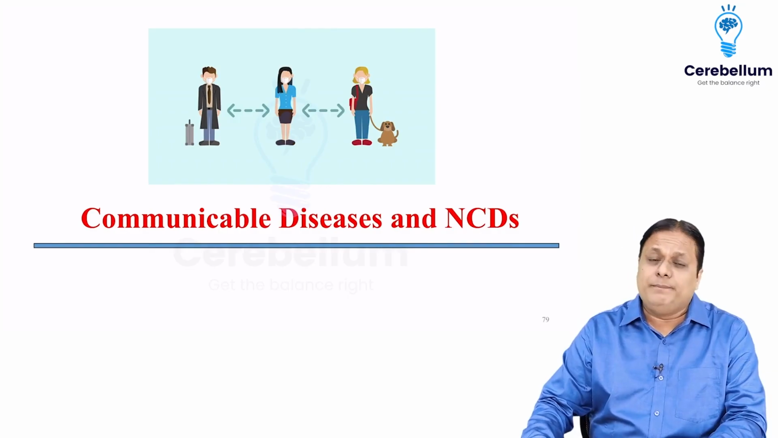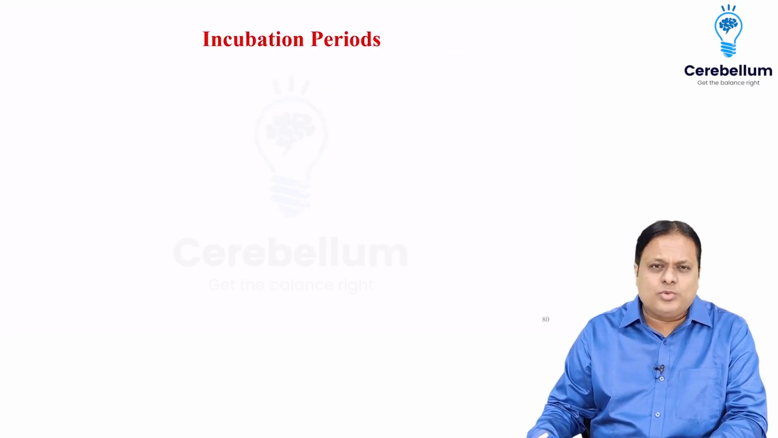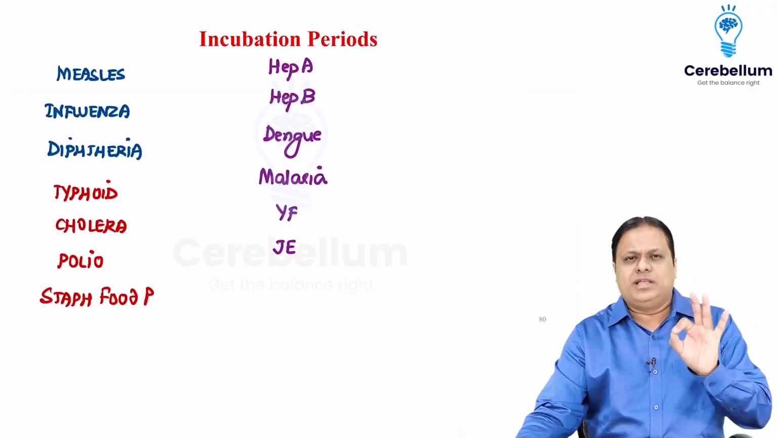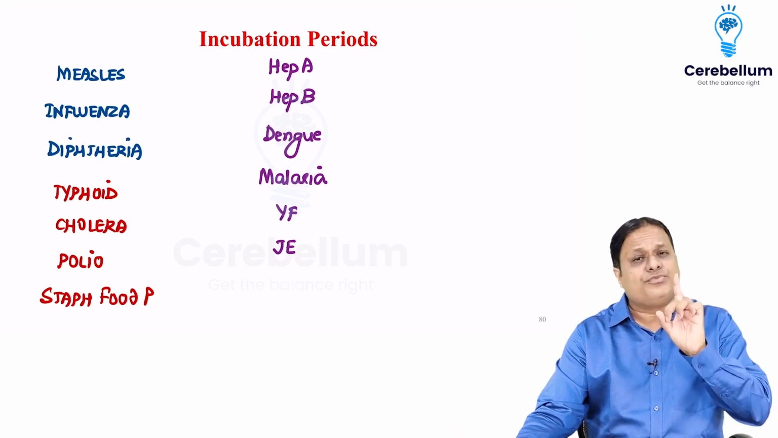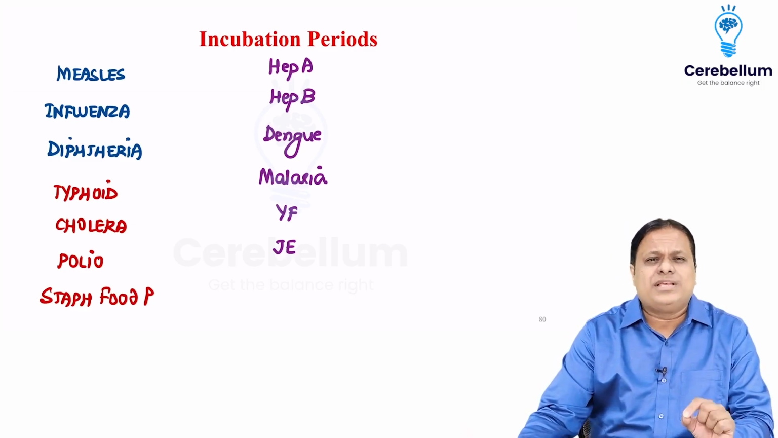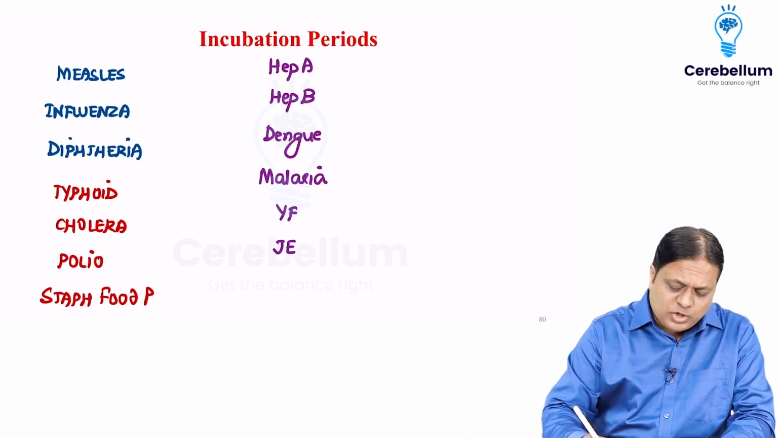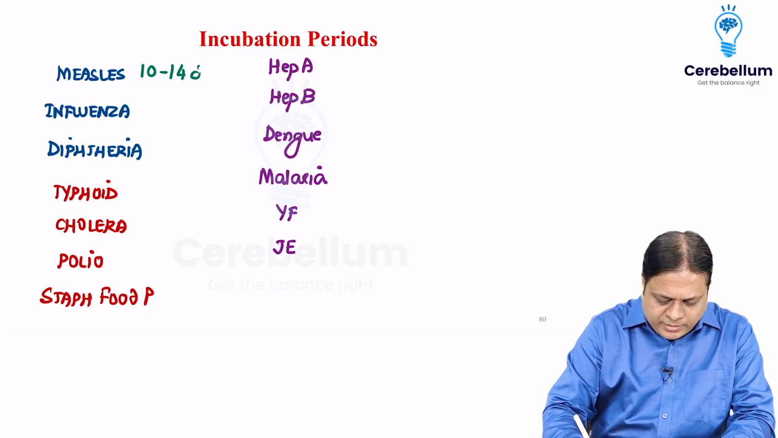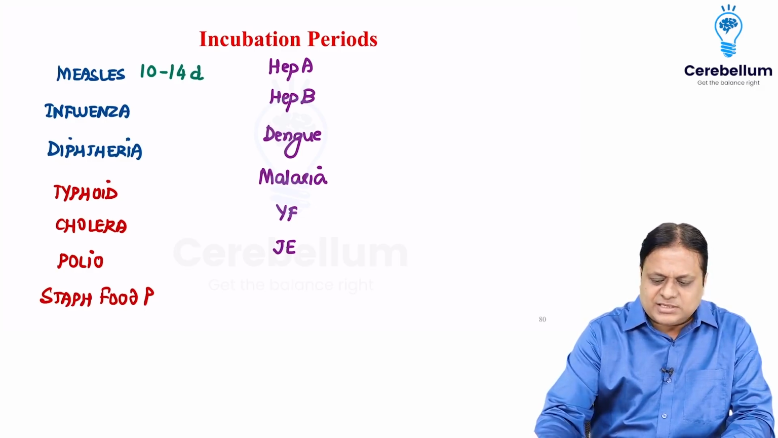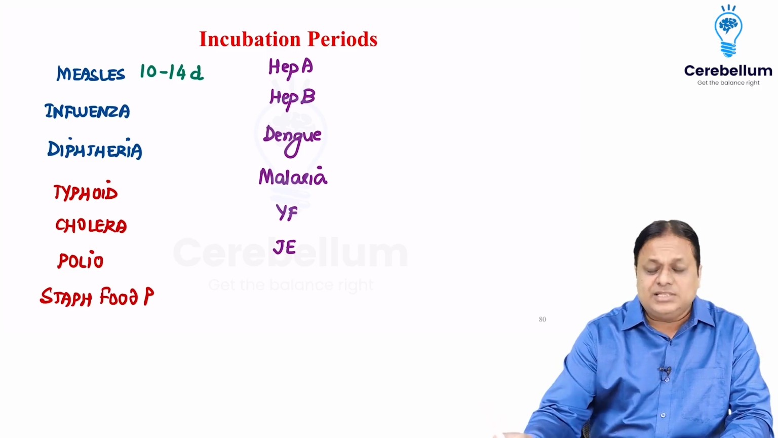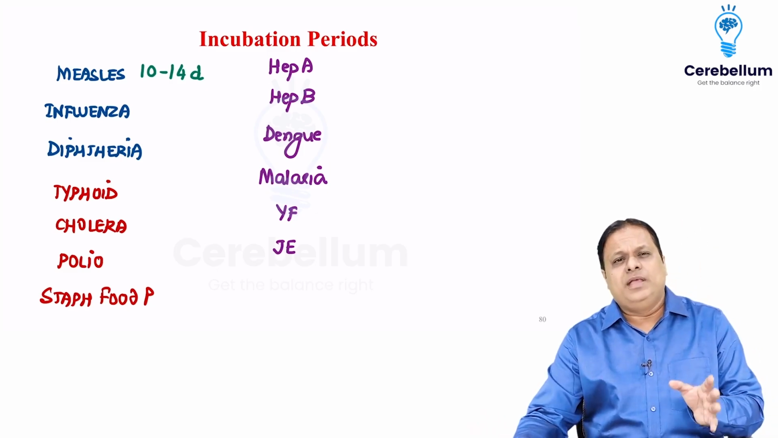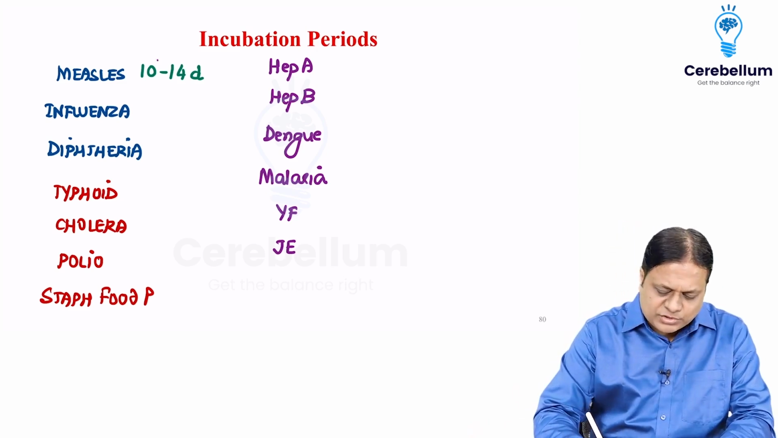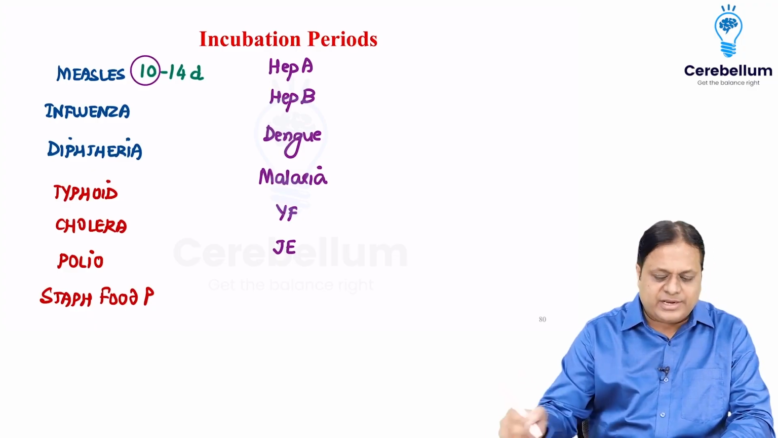We start with the basic epidemiology. Incubation periods of a few important diseases. Incubation period is the time from entry of the organism till appearance of the first sign or symptom. The commonest asked disease is measles. Incubation period is 10 to 14 days. If you are asked for a single answer in case of measles, this is actually not minimum to maximum, but on the 10th day fever starts and on the 14th day rash starts. Therefore, the single best answer is 10 days.